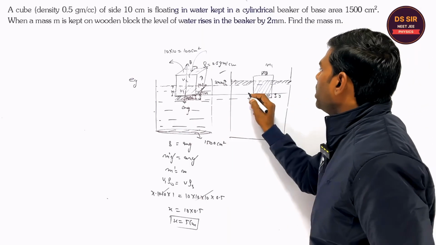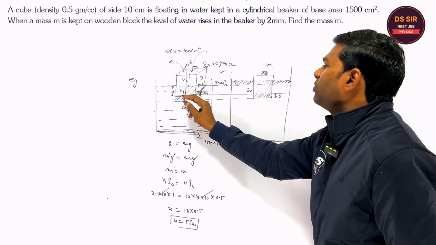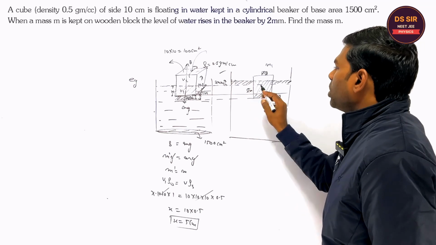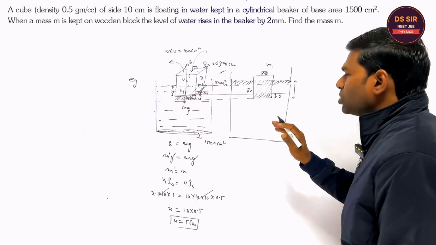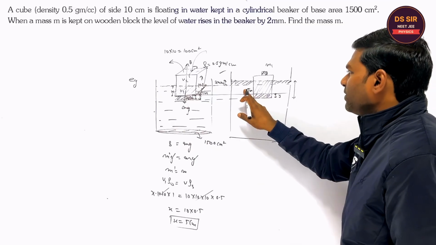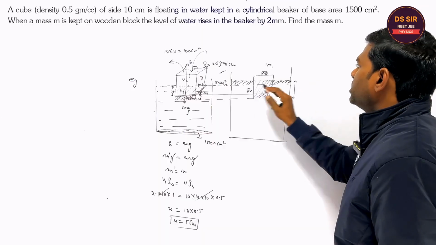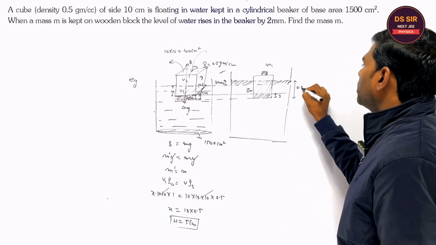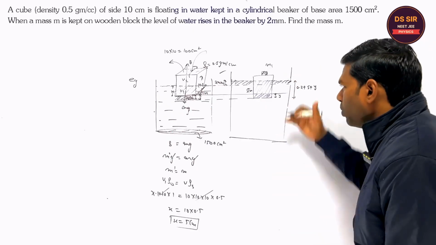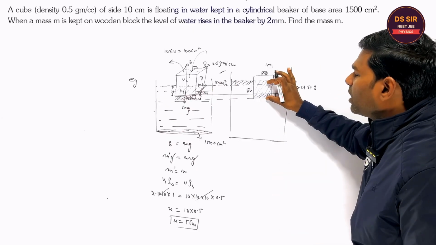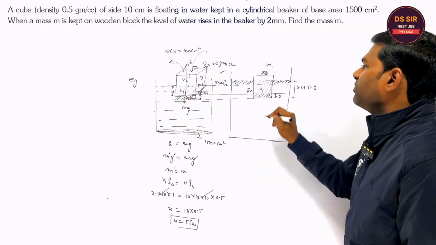Initially, it was 5 centimeter in the liquid. So what is the portion inside the liquid now? The portion inside the liquid is 5 centimeter plus y plus 2 millimeter. This is 0.2 centimeter plus 5 centimeter plus y centimeter. It moved down. So this is the volume displaced by the body in this case. Suppose this is the V1.